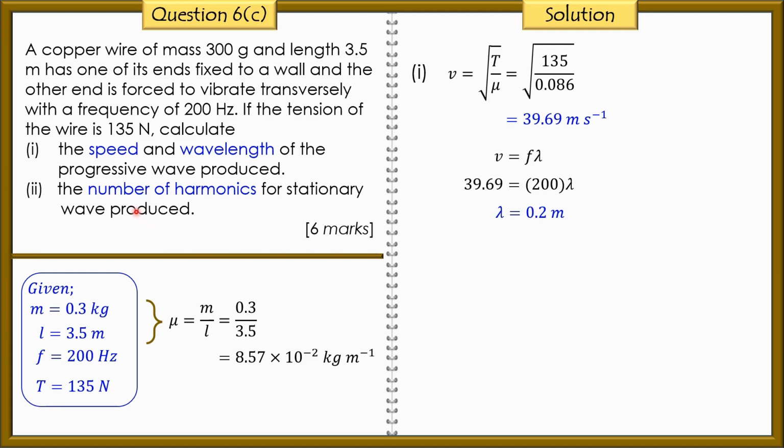For question number 6C2, we need to calculate the number of harmonic for the stationary wave produced. Number of harmonic is represented by N. And we know that this is a wire, so for a wire, the frequency Fn is equal to Nv over 2L. We substitute the frequency, the V which we have calculated, 39.69, and also the length of the wire, 3.5. When you calculate, you will get that N is 35.27. But we know that N is an integer. Because of that, N is equal to 35.